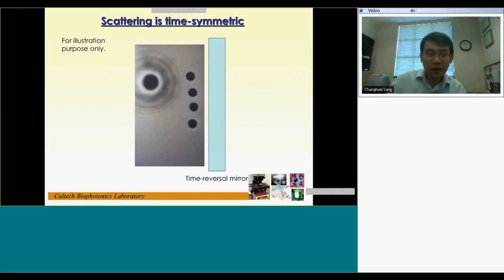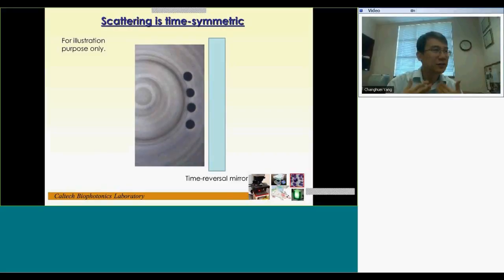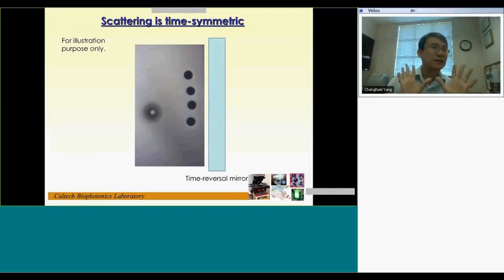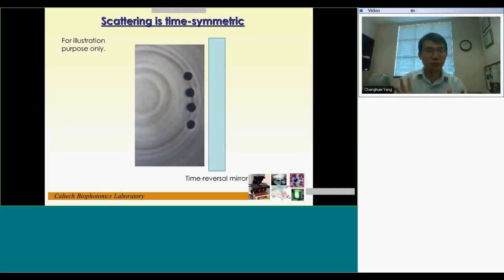Okay. The way we do this, we have to make use of the fact that scattering is time symmetric in nature. Even though, when we typically think about scattering, it looks like a random process. Yes, it does create a situation where light that's coming out from the other side of the scattering medium is indeed random, but that randomness is deterministic in nature. And because of that deterministic nature of scattering, you can exploit it to do something very interesting.